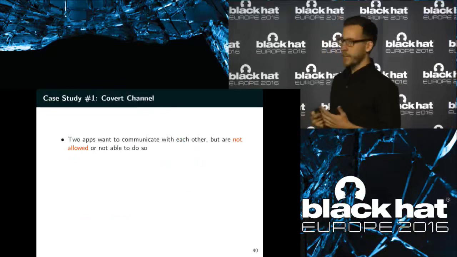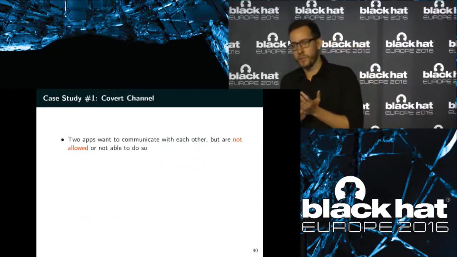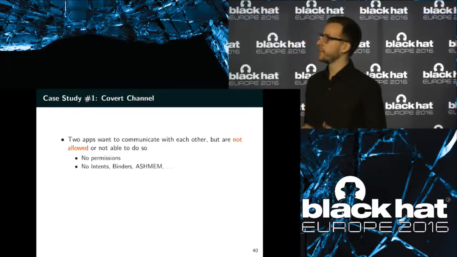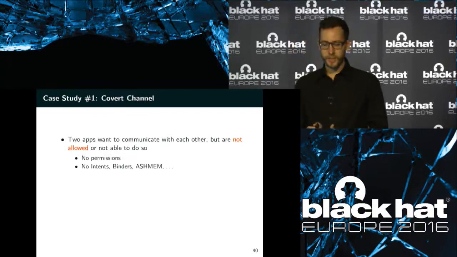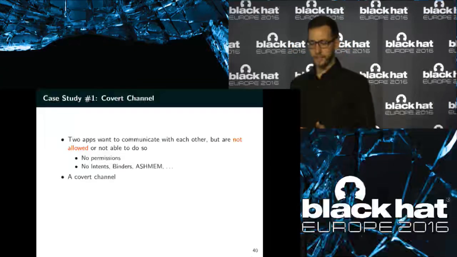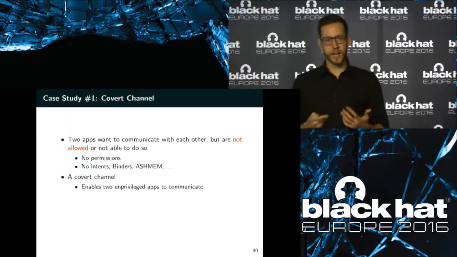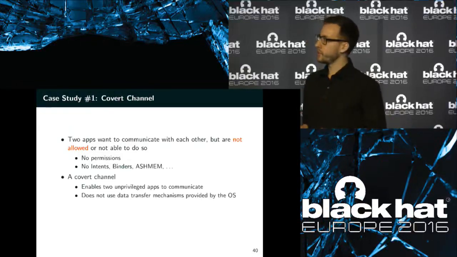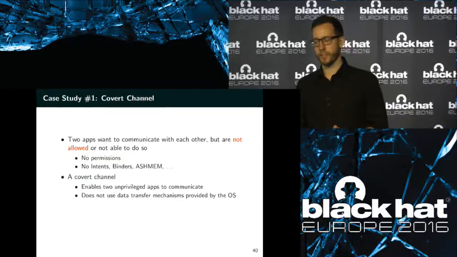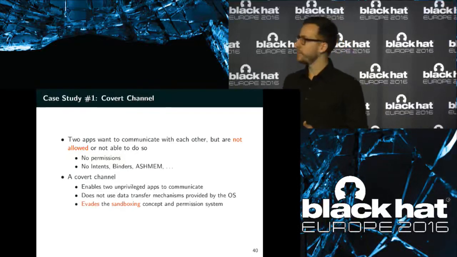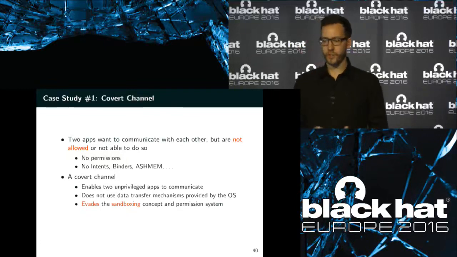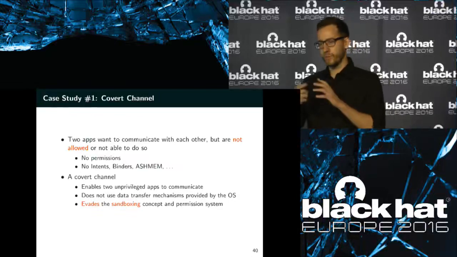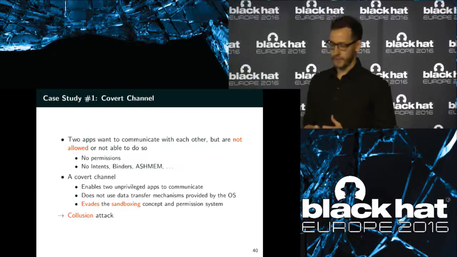And so if two applications want to communicate with each other, but they are not allowed to do so because they either don't have the permissions, or there's just no mechanism they can use, like shared memory, they can use a covert channel. A covert channel enables two unprivileged applications to communicate with each other, but it does not use any data transfer mechanism that is provided by the operating system. And this evades the sandboxing concept and also the permission system. And because you have two apps which need to work together, this is called a collusion attack.